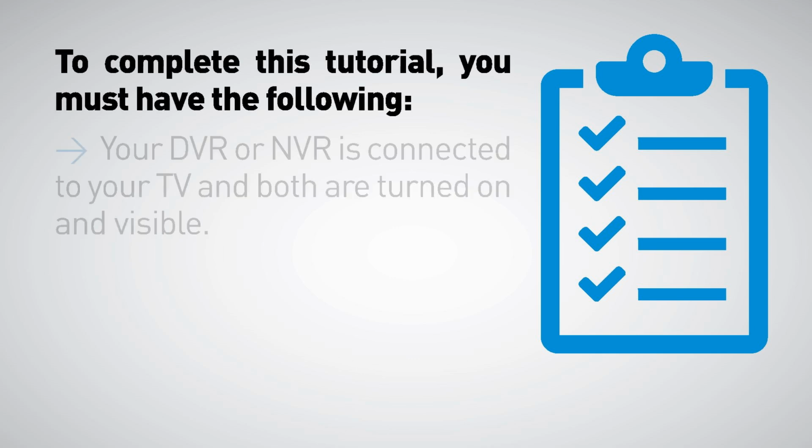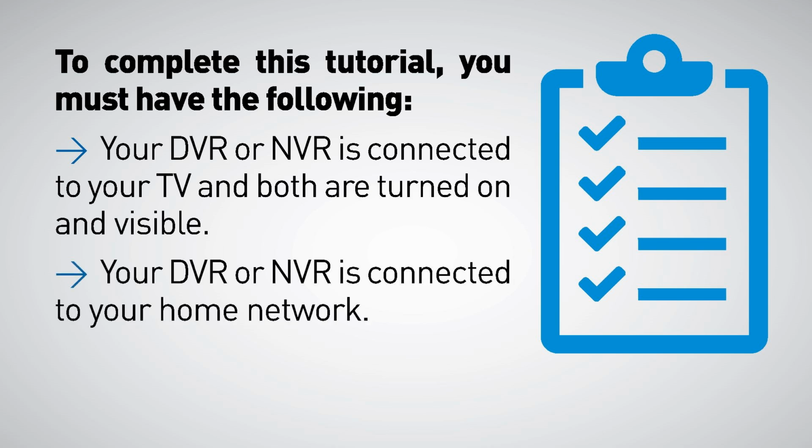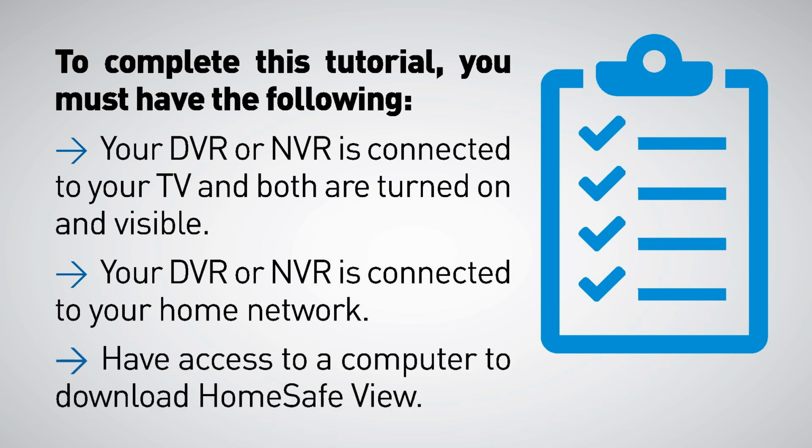Let's get started. To complete this tutorial, you must have the following. Your DVR or NVR connected to your TV and both turned on and visible. Your DVR or NVR connected to your home network. Access to a computer to download HomeSafe View.